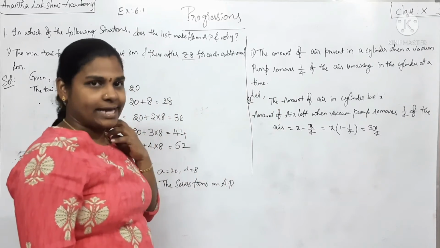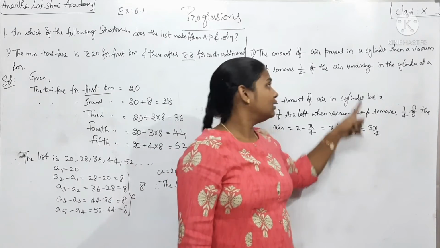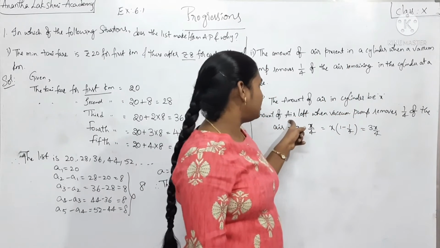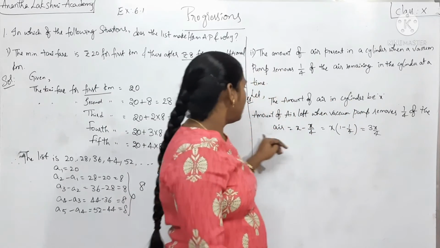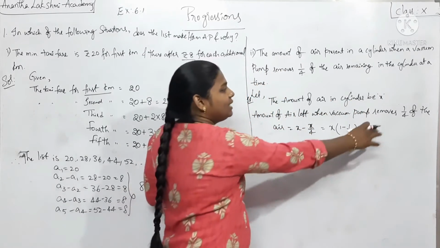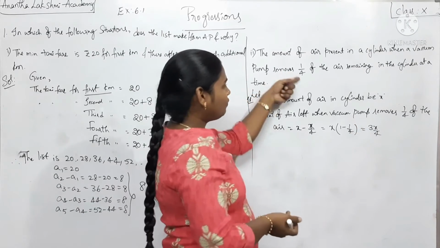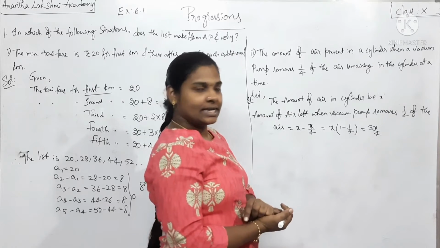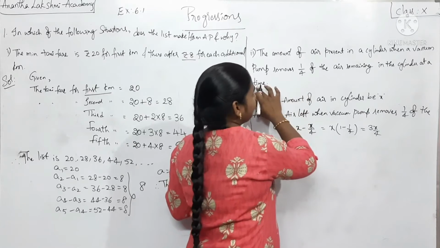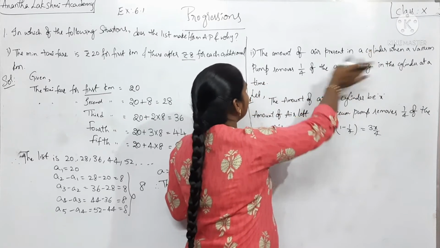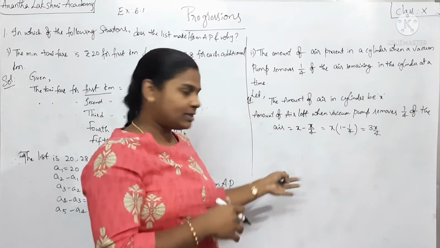4 minus 1 is 3x by 4. Now, this is what is remaining in this cylinder. Okay. Now, within this 3x by 4, they are trying to remove 1/4 of the air remaining. Isn't it? So that's what they are saying, right? When a vacuum pump removes 1/4 of the air remaining in the cylinder at a time. This is for the first time.